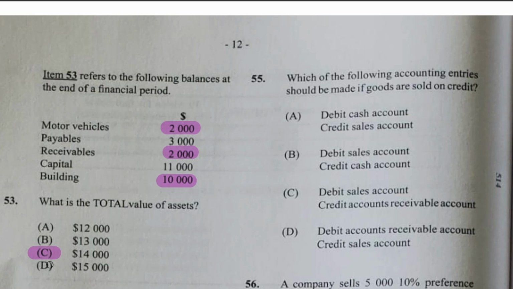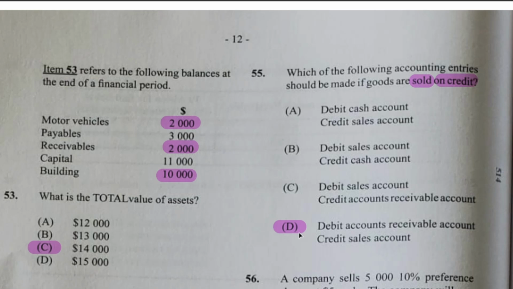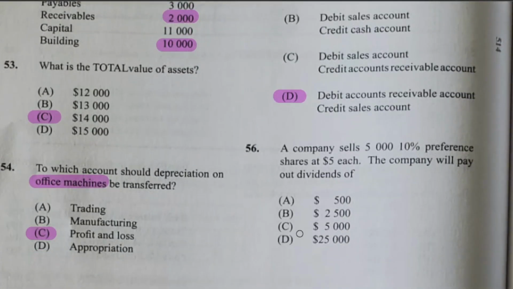Question 55: Which of the following accounting entries should be made if goods are sold on credit? Here we have a sale, and we are selling the item on credit, which means that we have persons who will be owing us. Those persons are known as receivables. And we have a sale. Sales means income. Income is credited and the receivable will be debited. Cash, the people did not pay. Debit sale? You don't debit sale, you credit sale because it's an income. Answer is D.